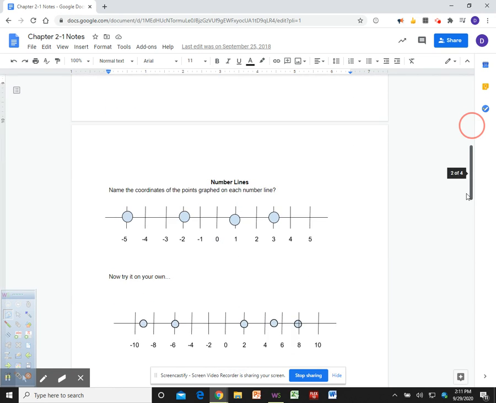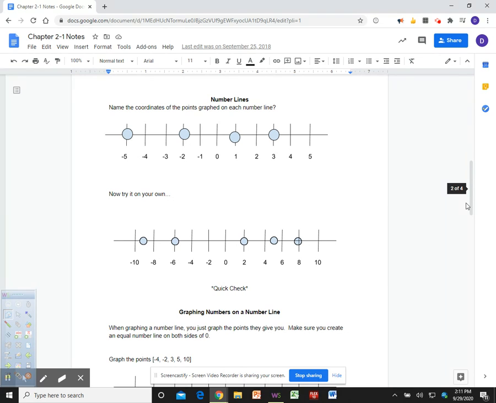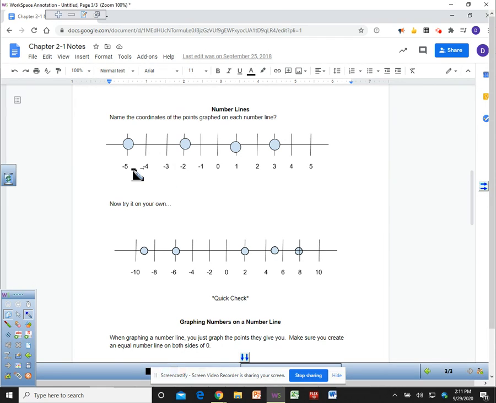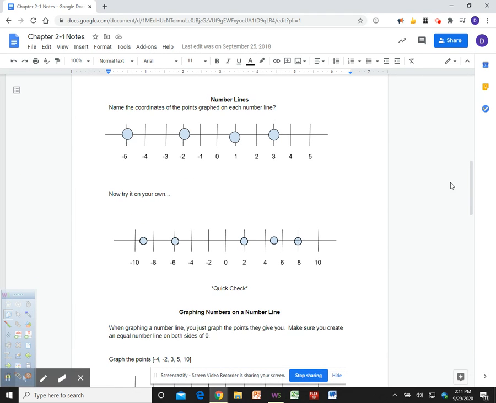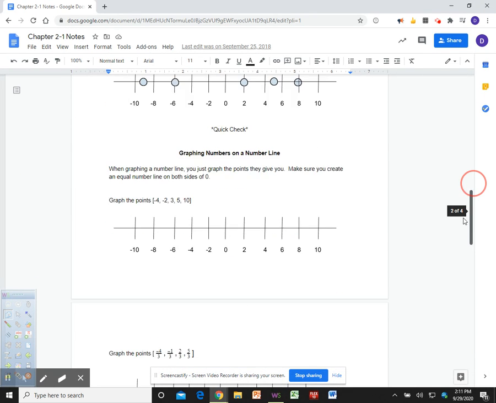Okay? Now, on a number line, when you're finding coordinates, it's pretty self-explanatory. You're looking for where the dot lines up. So like here, if they wanted us to write the coordinates of this graph, they would be -5, -2, 1, and 3. If they want us to write this on here, we would have -9, because it's between -8 and -10. We have -6, we have 2, we'd have 5, and we'd have 8. So number lines, pretty self-explanatory. You know how to work with them.